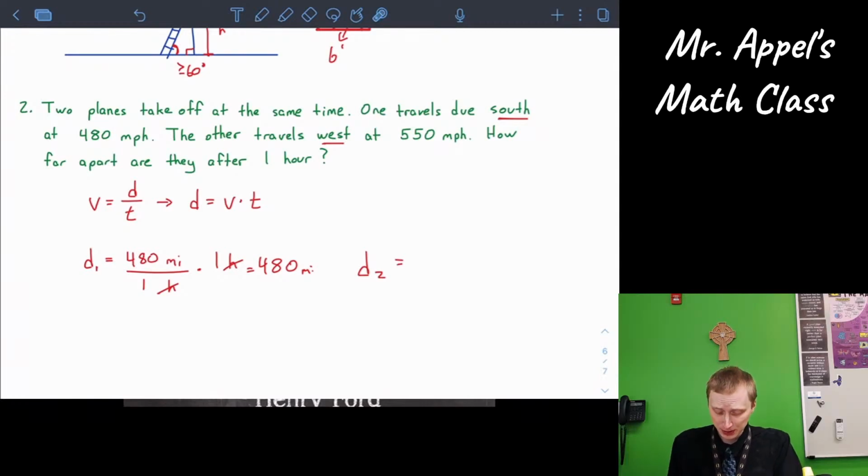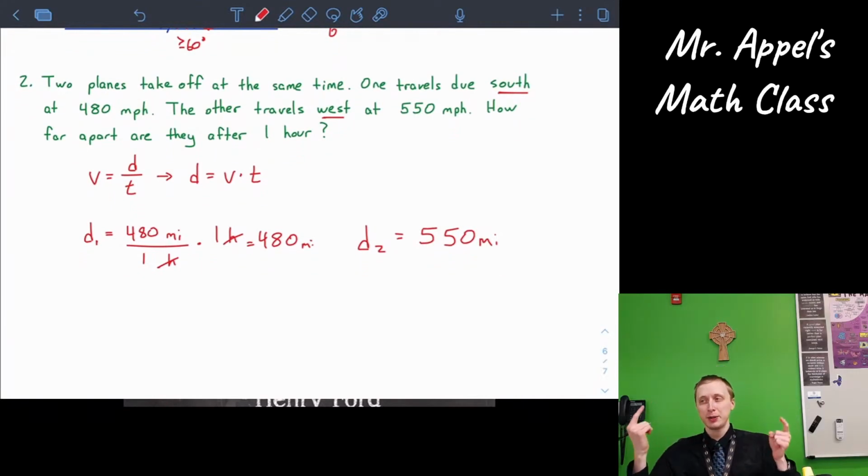All right, we're going to do the same thing with plane 2. So that 550 miles per hour multiplied by 1 hour. Hours cancel out, and we get our 550 miles. Right? Don't even need to show the work. It's such a trivial computation there. Yeah, this goes, and the second one does the same thing. Right? So now we have our two distances.